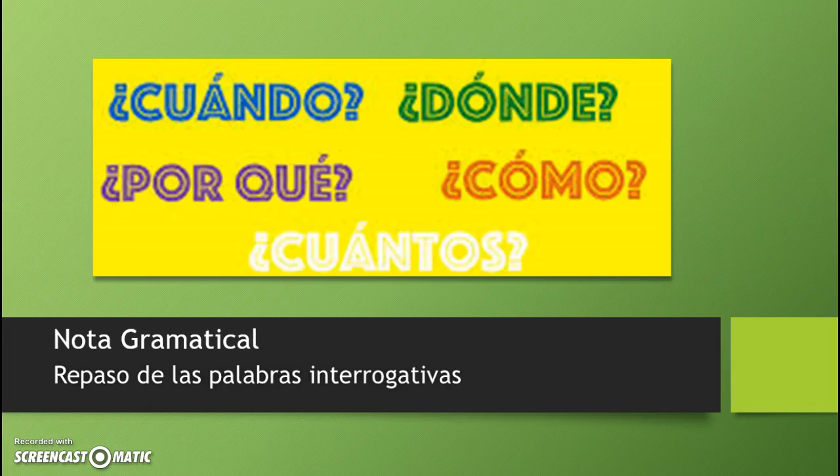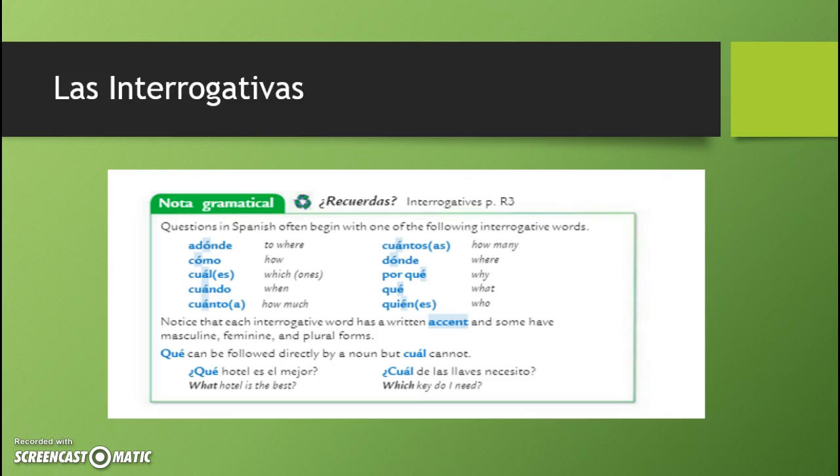64-65. Nota gramatical. Repaso de las palabras interrogativas. Las interrogativas. We're going to review our question words because these will help us out to talk about things in the past. So introducing questions to find out what you did in the past. So again, we learned these last year in Spanish 1. Remember that questions in Spanish often begin with one of the following interrogative words.